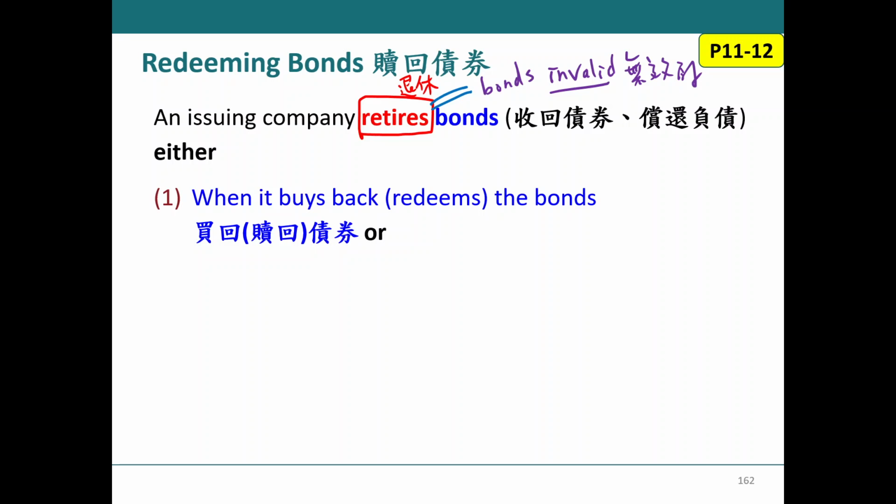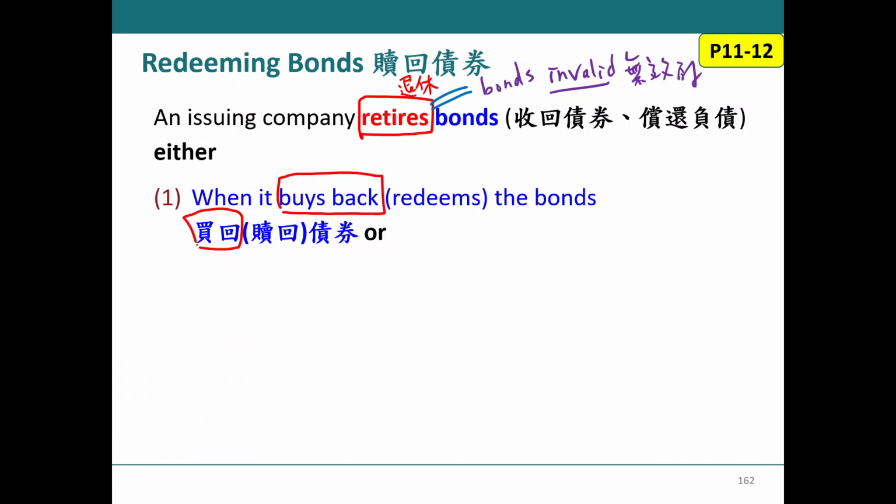Buy back the bond means what? You pay the money back to the creditors. When you pay the money back, you get back your bond, right? Get back your promises. So your bond is invalid because when you pay the money back to investors, creditors, it's done for the liabilities, right? Okay. So your bond is invalid. The first situation is when you buy back your bond.